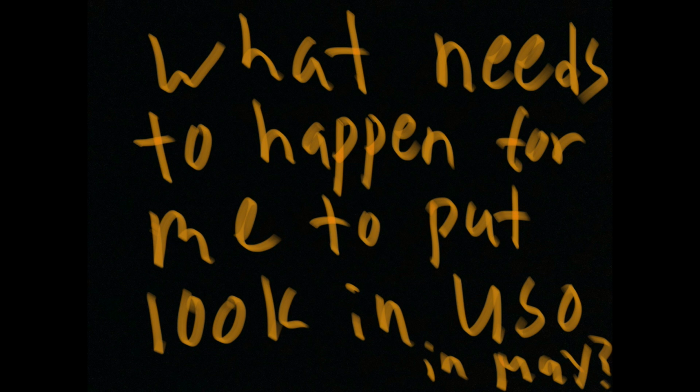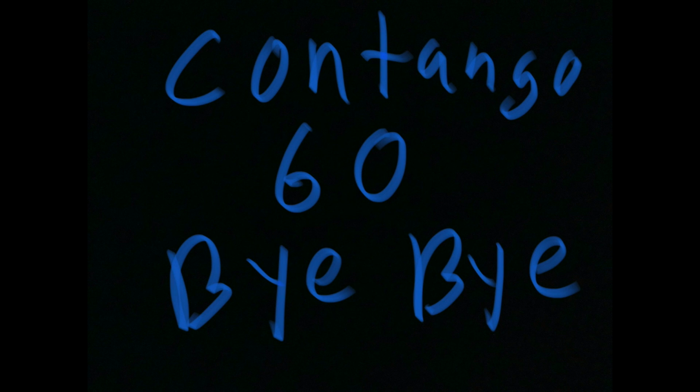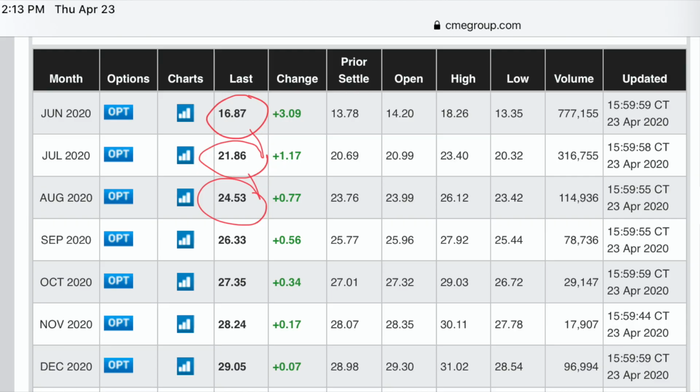So next question is, what needs to happen for me to put $100,000 in USO in the month of May, okay? What needs to happen here? A few things need to happen. One is the contango situation needs to go bye-bye, okay? This whole situation that USO is in right now, where these forward-out contracts are trading way above the current month, that's just really bad. That's a super negative thing for USO.